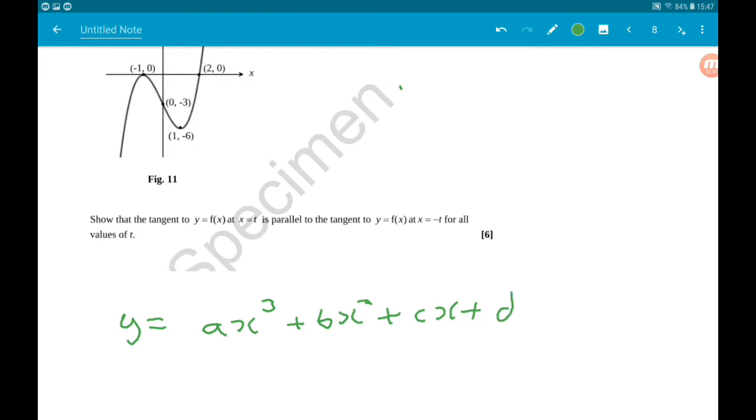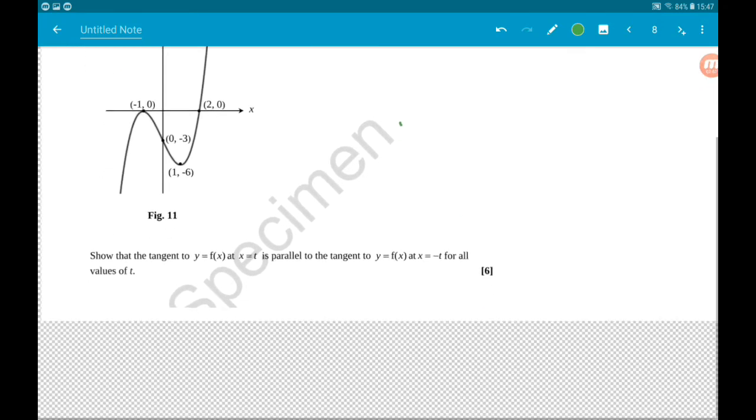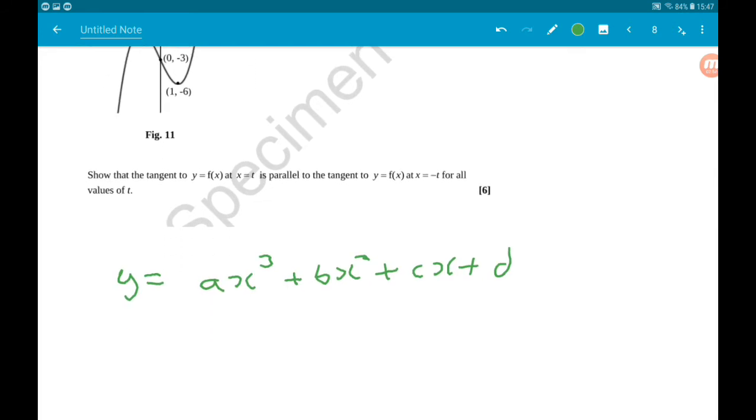Now, one of those letters we can actually fill in straight away, and that is d. D is the y-intercept. We know the y-intercept is minus 3. So we actually know that we have minus 3 at the end. Okay, that's probably the easiest path.